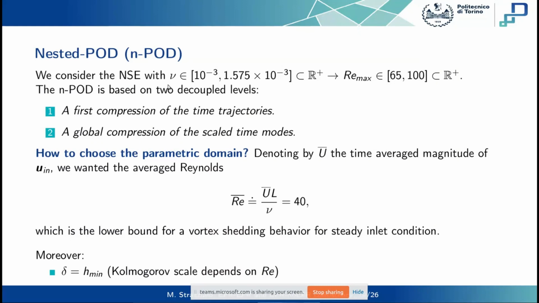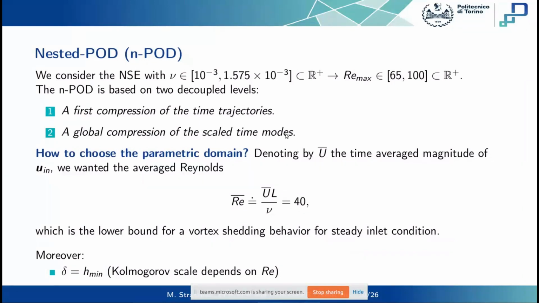Great. I want to spend a little bit of time on why we chose this interval for the kinematic viscosity. So this means that basically the Reynolds number for our problem will change in this value of parameter, in the sense that for each kinematic viscosity, you will have a Reynolds number that varies in time from 0 to this Remax, and this Remax will be in this range of parameters. So why did we choose that?